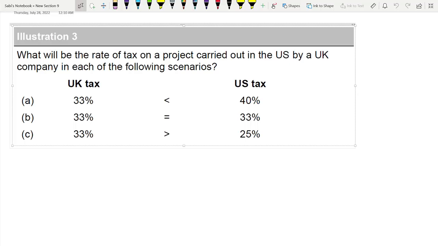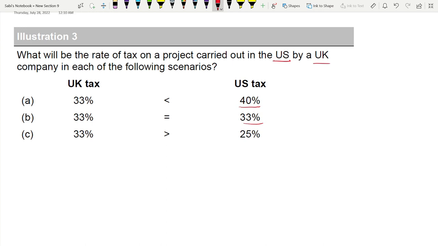In these three scenarios, we'll see at what tax rate you will be charged. In scenario A, your profits will be taxed at 40%. Scenario B, it will be at 33%, which is in US. And project C: what will be the rate of tax on a project carried out in US by a UK company? We are in US, the company could be anything. So in US it will be taxed at 40%, that is the higher rate. Here also it is 33%, the same, but when US has a lower tax rate than UK, how do you work out the third scenario?